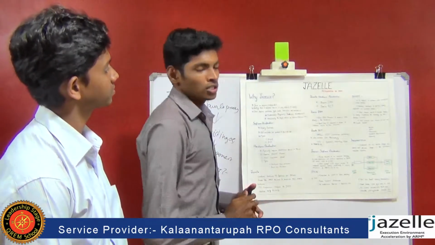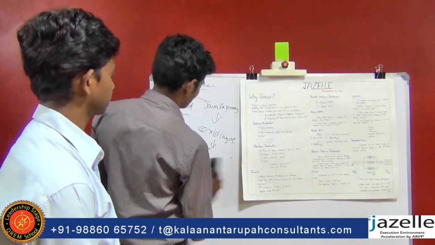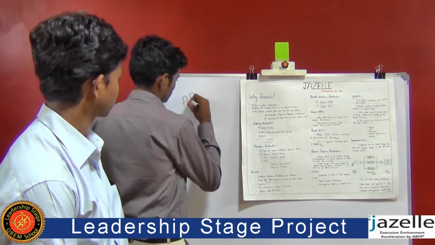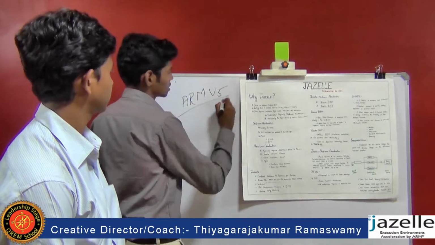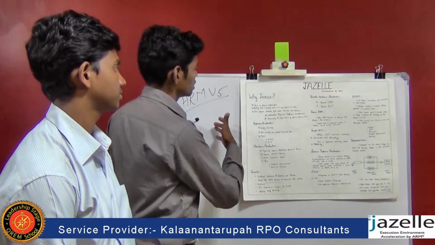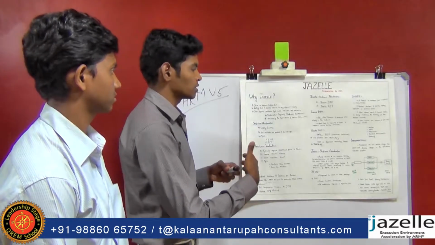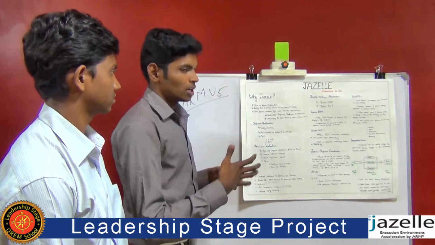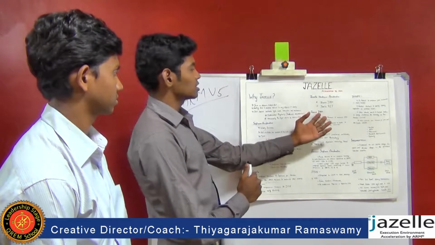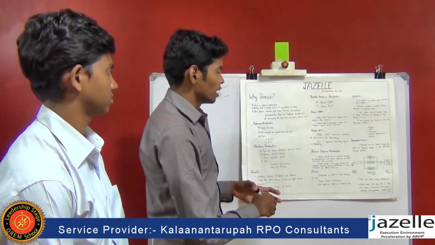Jazelle DBX was introduced in the year 2002. It was implemented in the ARM v5 architecture. It allows the processor to execute the Java bytecode within the hardware itself, and it reduces the startup time, improves the performance of the system, and reduces the time consumed. DBX stands for direct bytecode execution. It executes the bytecode directly within the hardware.